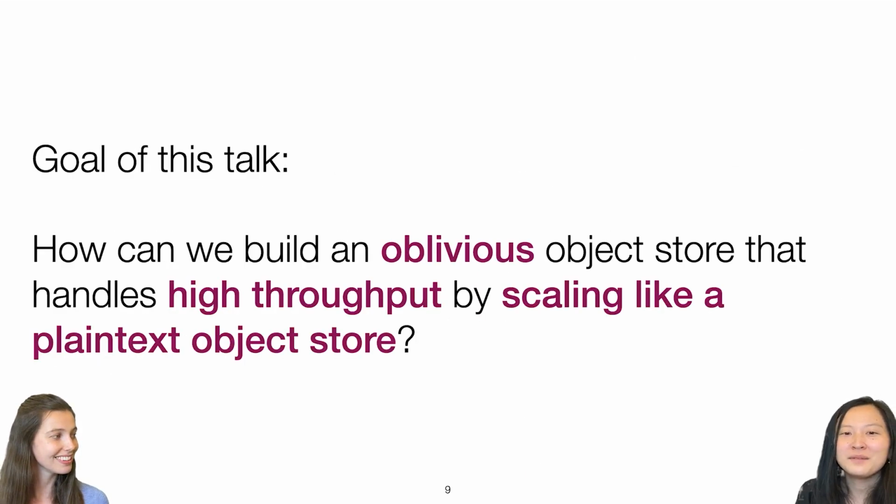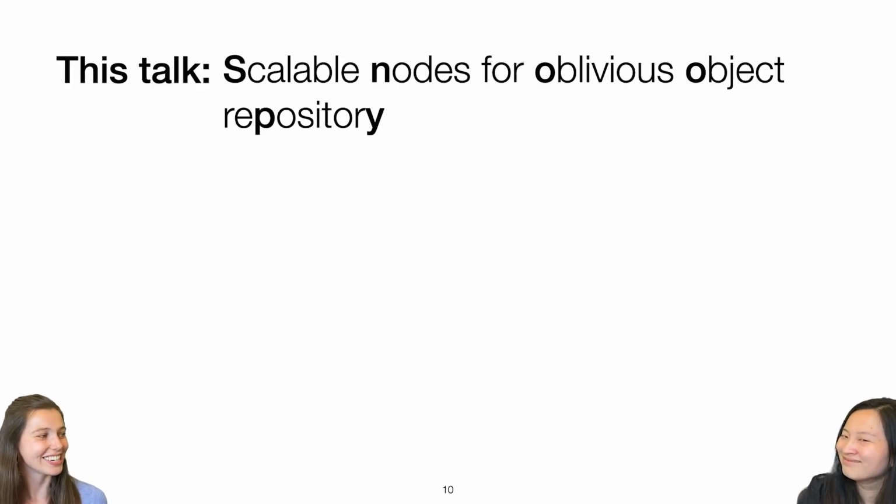Well then, Emma, how do we build an oblivious object store that handles high throughput by scaling like a plaintext object store? Well, Vivian, I am so glad you asked.